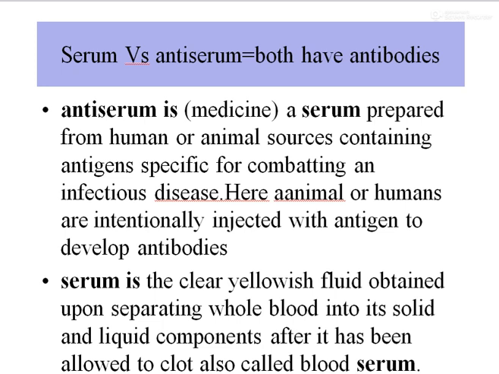But in some cases, an animal or a human might be intentionally injected with a particular infectious agent or an antigen so that it develops antibodies against that. The serum which is developed in that human or the animal on intentional exposure to an antigen is referred to as the antiserum. This antiserum is usually prepared when we need a high medical potency of that particular antibody, or when we have to use that antibody for diagnostic purposes. So I hope you got a concept of that, and now let's move on to the complement.